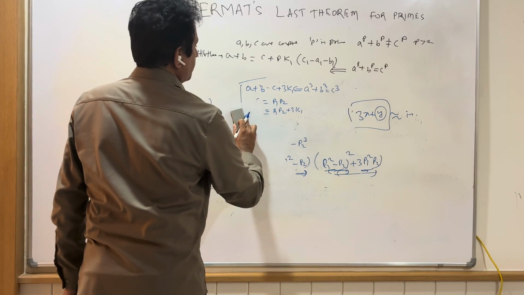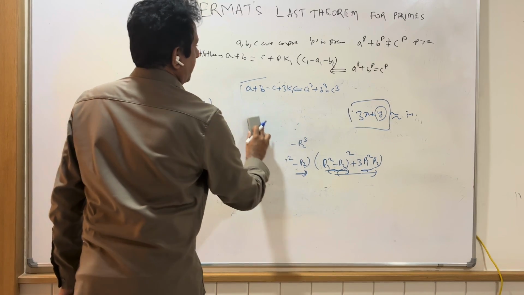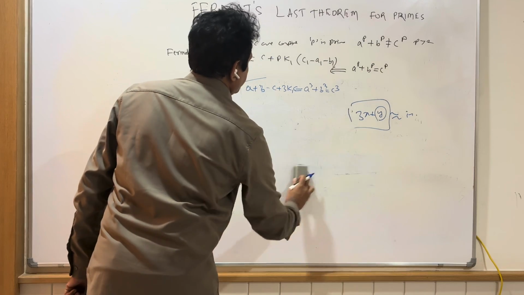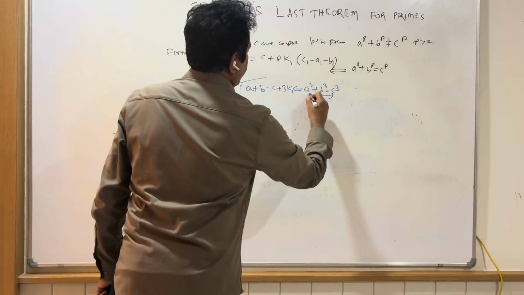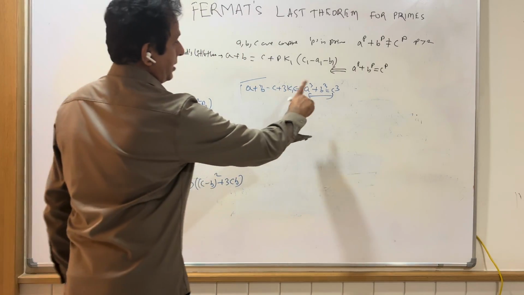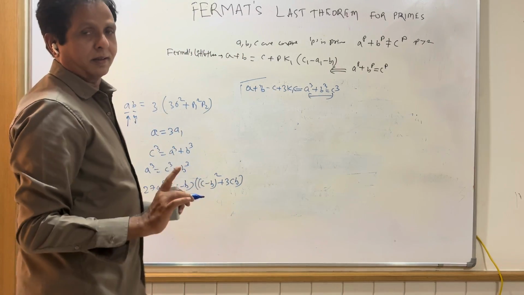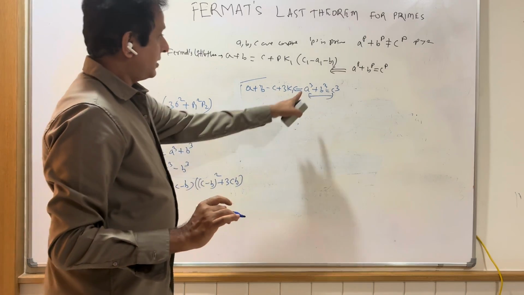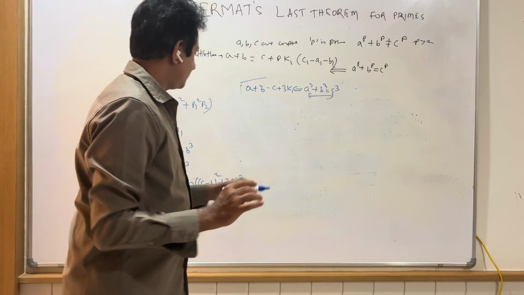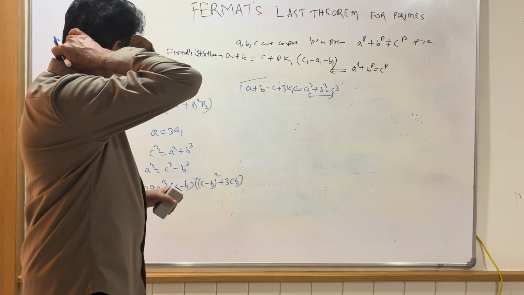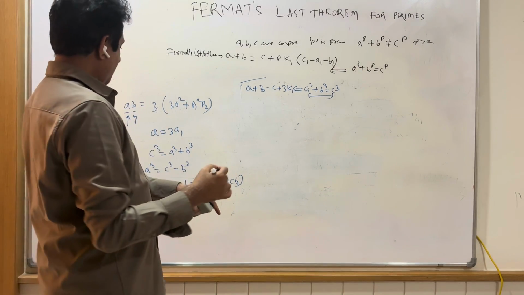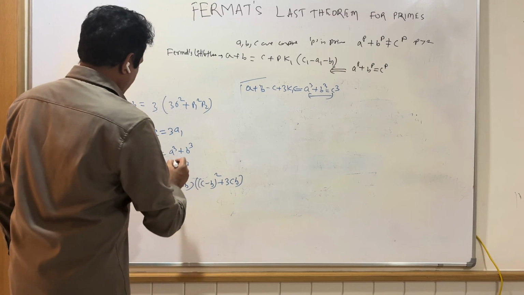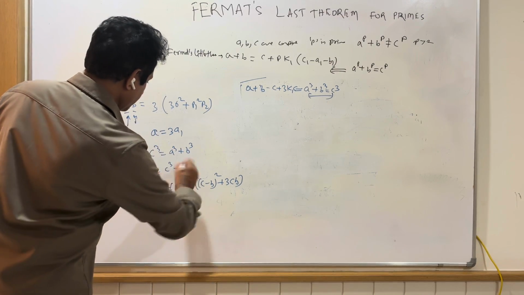So what this means is that when a cube plus b cube is equal to c cube, one of a, b and c must be a multiple of 3. Otherwise, this equation is not possible. Let us assume that a is a multiple of 3. Now, c cube is equal to a cube plus b cube, so a cube is equal to this.